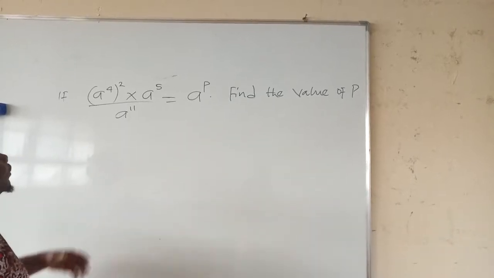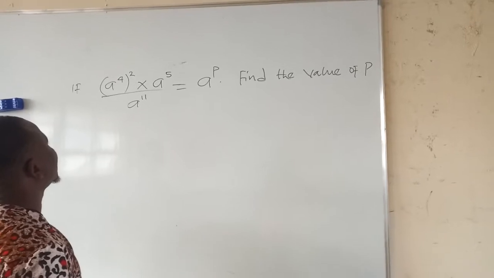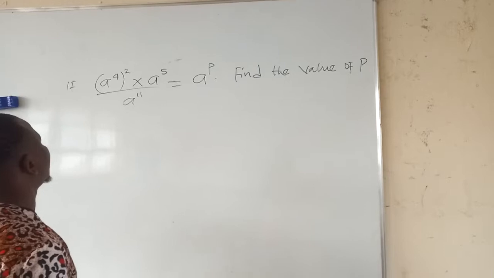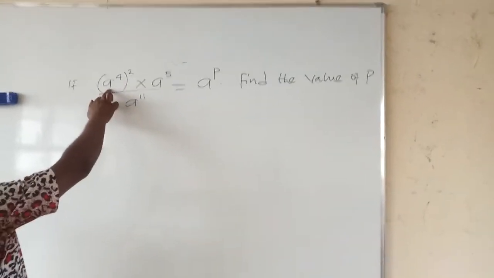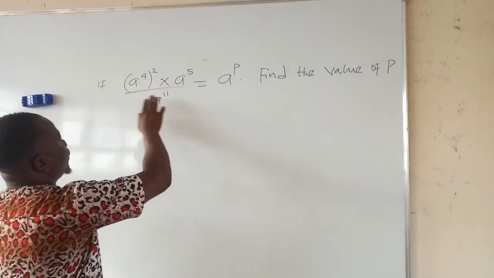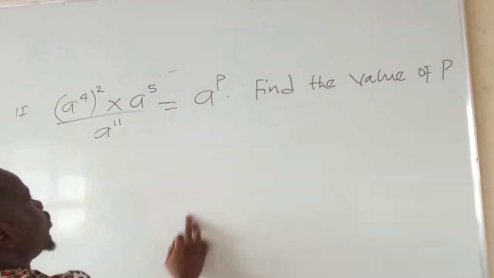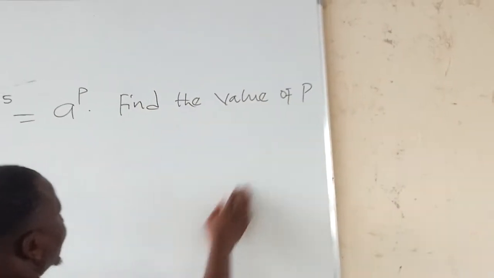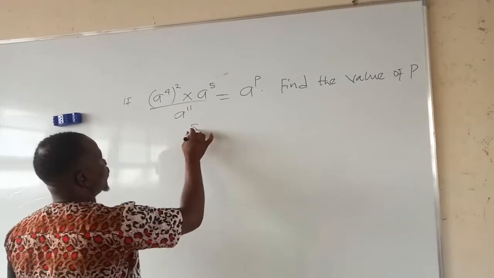You know, the other day we solved one or two examples. Today I want to do the last example. Look at this question. If (a^4)^2 times a^5 all over a^11 equals a^p, find the value of p. Okay, let's write the solution.